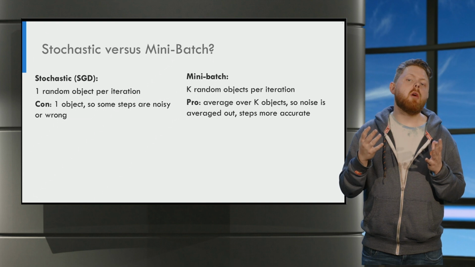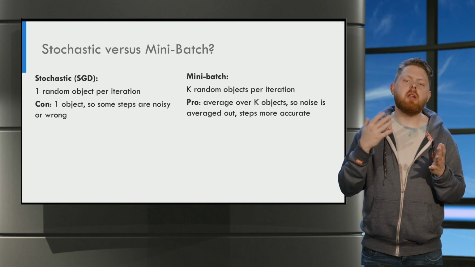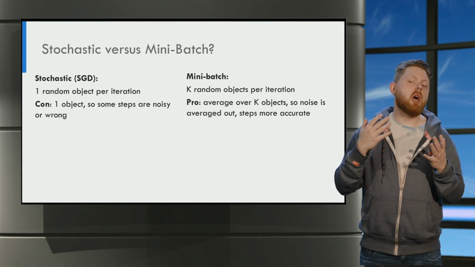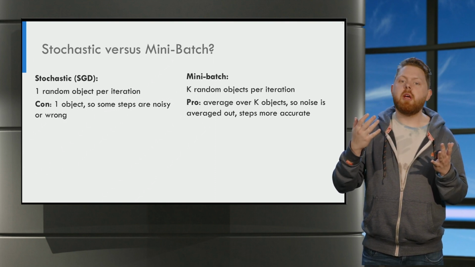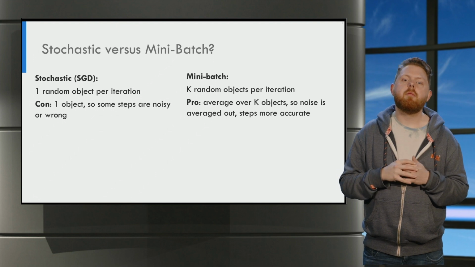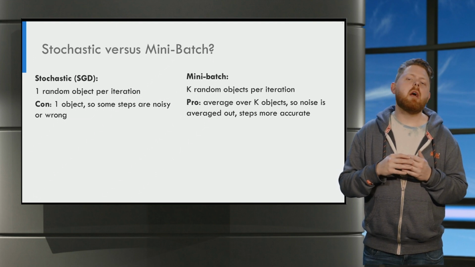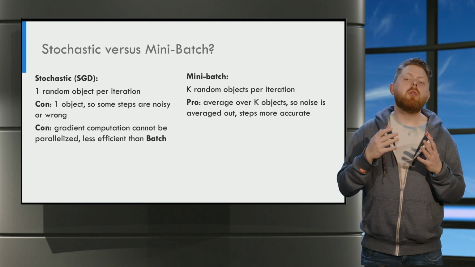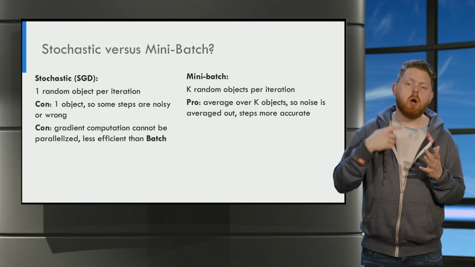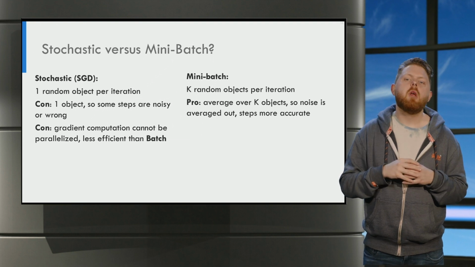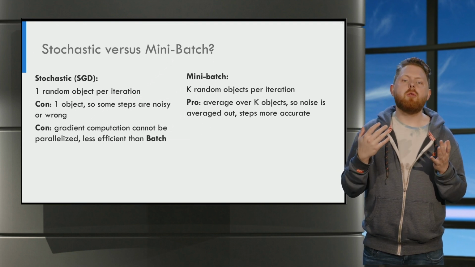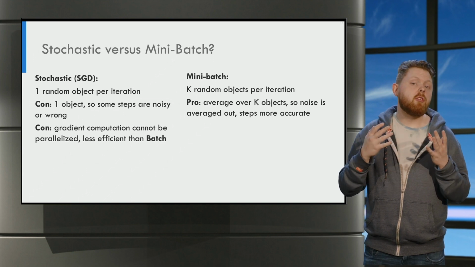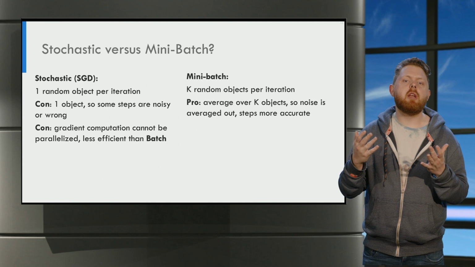For mini batch, we first average the gradient over k objects. Because of this, we average out some noise, so our update is more accurate. There's another downside with SGD. We compute the gradient each time, one object at a time. Therefore, we cannot do this computation in parallel. So this is much less efficient than batch gradient descent.